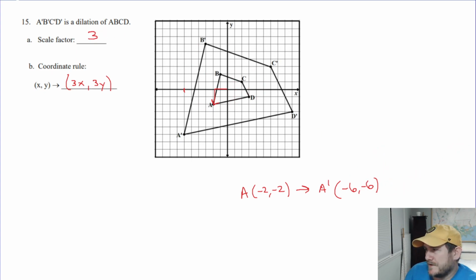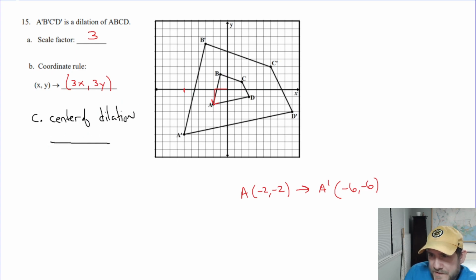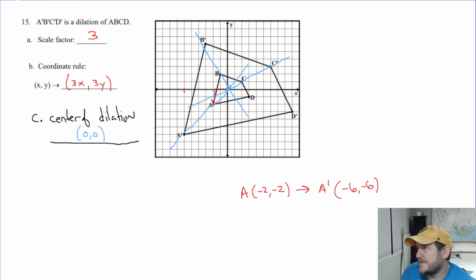The one thing missing from this, it was missing from the last one too, is that nobody actually asked you for the center of dilation. We can't do any of this if we don't know the center of dilation, but it's probably obvious to you guys. We would connect B prime to B, we'd connect C prime to C, and look where all these lines are going, straight to the origin. So the center of dilation for sure is the origin, which is good, because if it wasn't, we wouldn't know how to write our coordinate rule. But that's it. You now know basically everything.